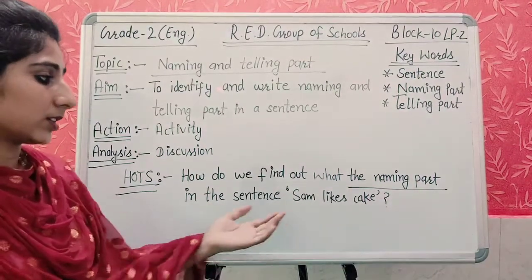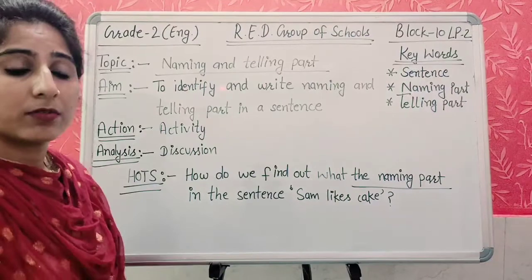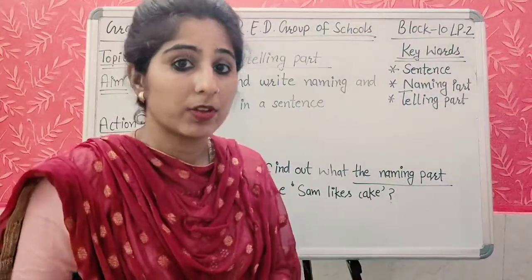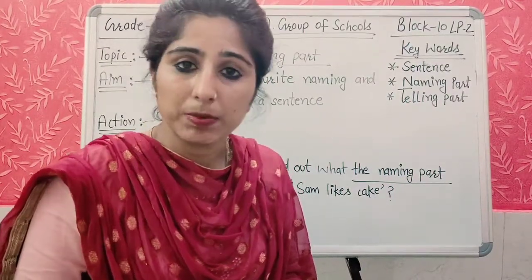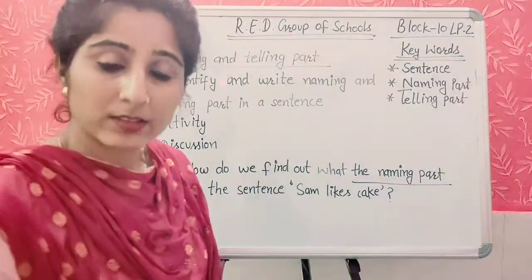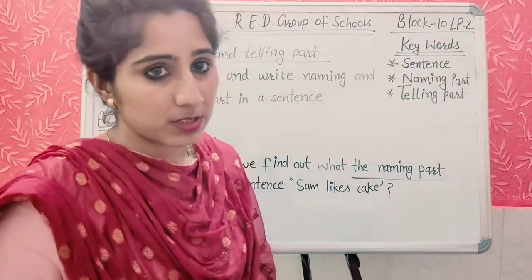It says that it is having two naming words. So how can we find out? We can find out the naming word by asking questions. If we ask a question, we can get more information about the naming part. We can ask, who likes cake? Sam likes cake. So which answer are we getting? Sam. So Sam is the naming word.